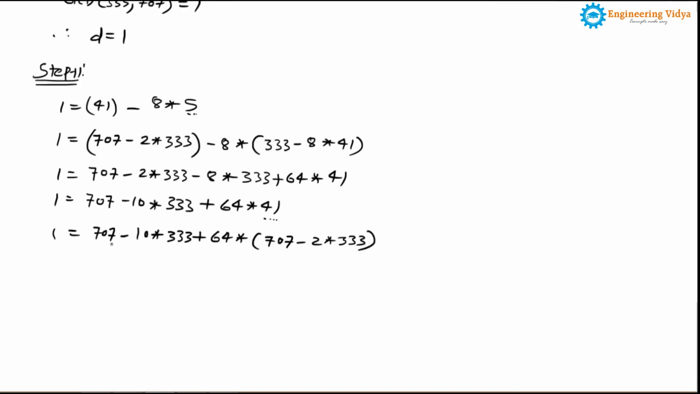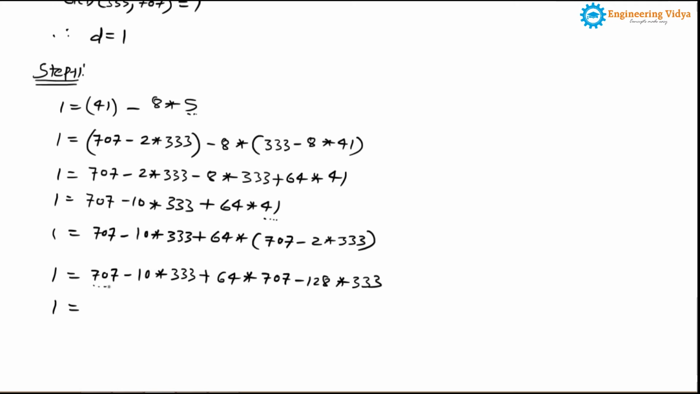So now after that here we'll write again. Here we'll do the general simplification. So 707 minus 10 into 333 plus 64 into (707 minus 64 into 2 will be 128) 128 into 333. Now we'll do the normal and basic simplification over here.